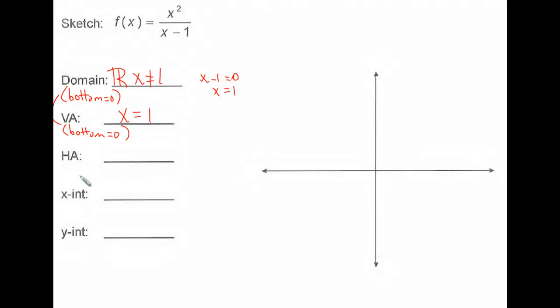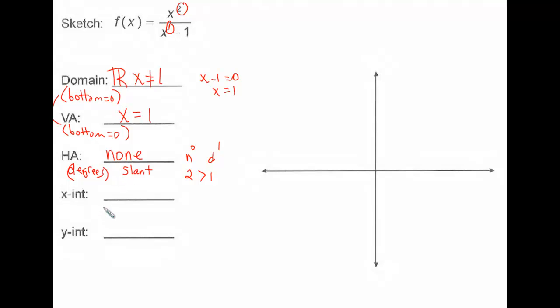The horizontal asymptote, we look at the degrees. The highest degree in the numerator is a 2. The highest degree in the denominator is a 1. 2 is greater than 1, so there is no horizontal asymptote. And in fact, this asymptote will slant.